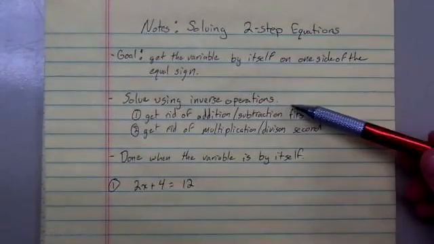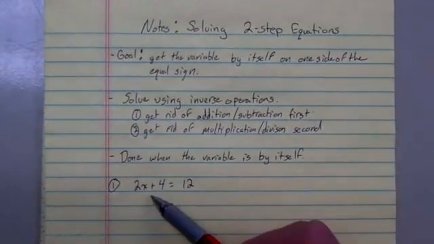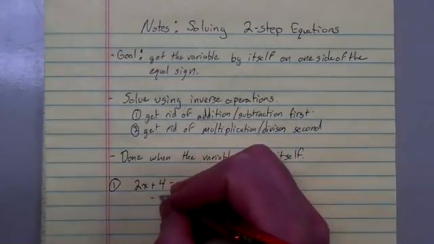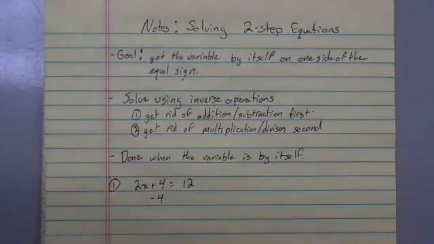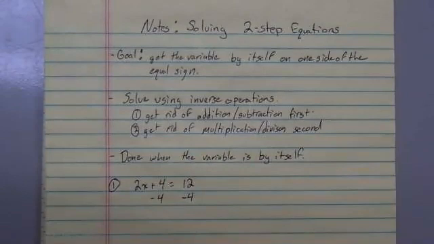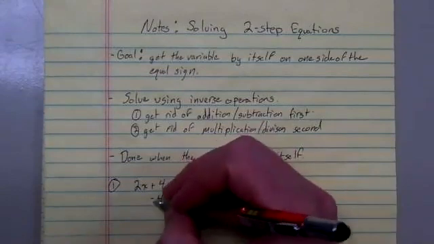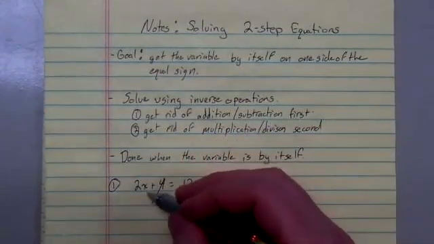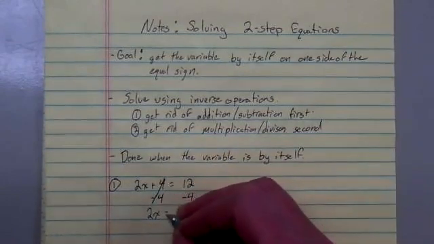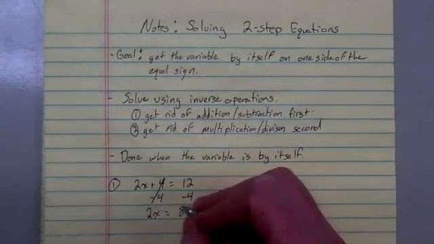So we're going to solve using inverse operations. We want to get rid of addition, subtraction first. So if we look here, we see adding 4. So we want to subtract 4 from the left, and then we're going to subtract 4 from the right. All right, so we're subtracting 4 from both sides. 4 minus 4 is 0, so that goes away. If we look, what's left over? It's 2x. So we rewrite 2x equals, well, I can do this math, 12 minus 4. 12 minus 4 is 8.